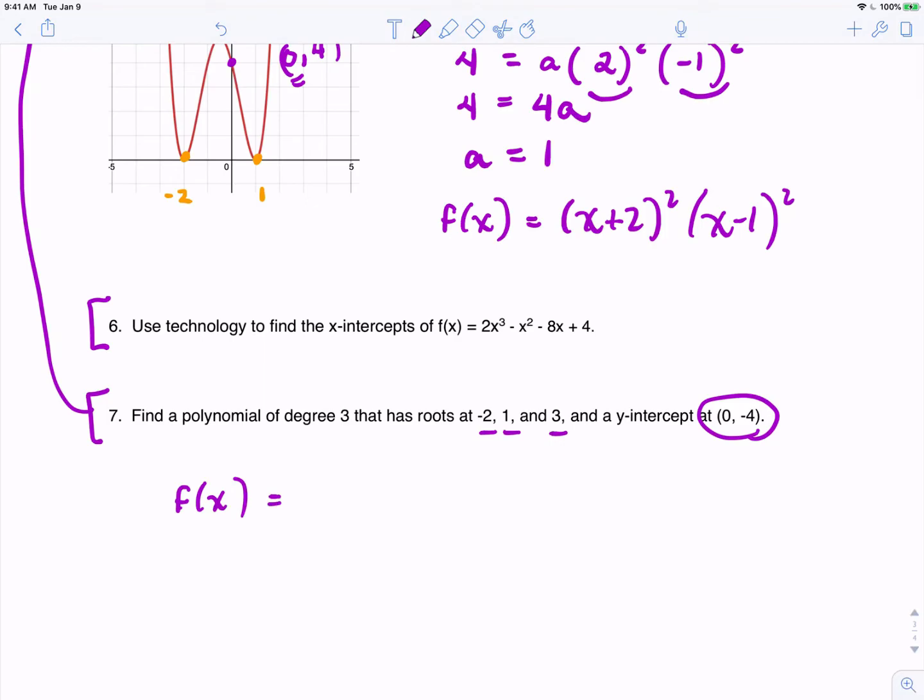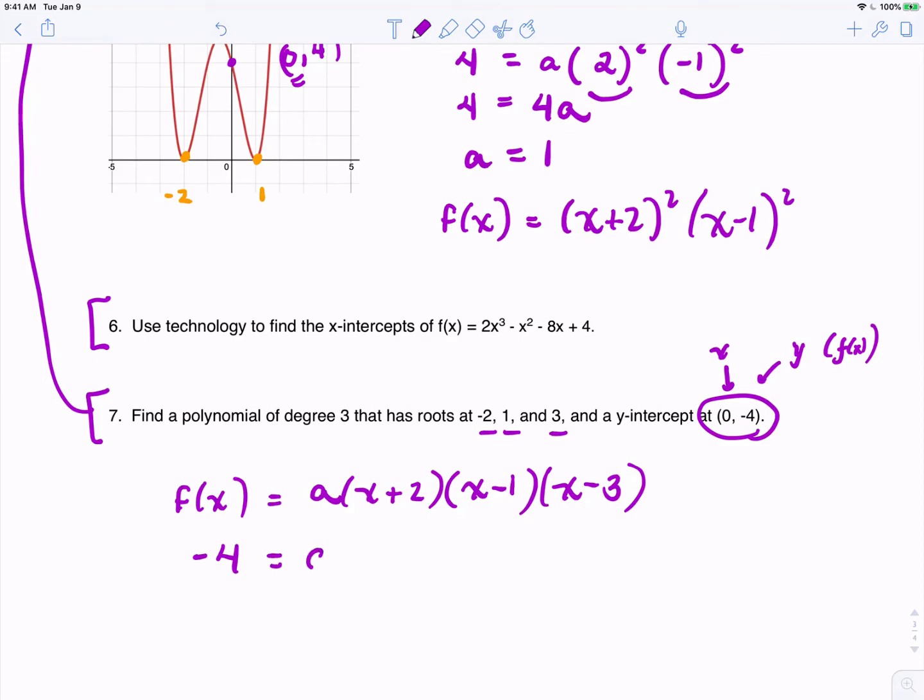If negative 2 is a root, then we know x plus 2 is a factor. If 1 is a root, then x minus 1 is a factor. If 3 is a root, then x minus 3 is a factor. It didn't say anything about having higher multiplicities, so we're just going to leave them at multiplicity 1. And there could be a constant a being multiplied by those factors. To find out what a could be, we plug this in for x and we plug this in for y, or in other words, f of x.